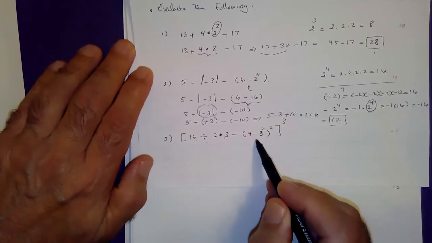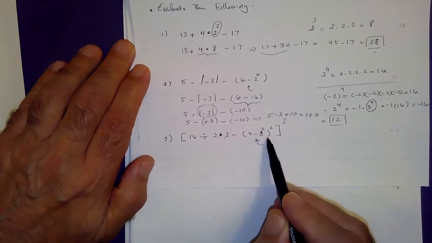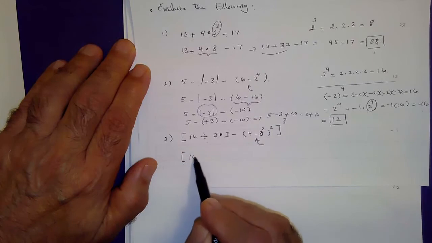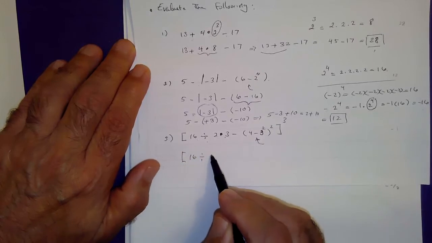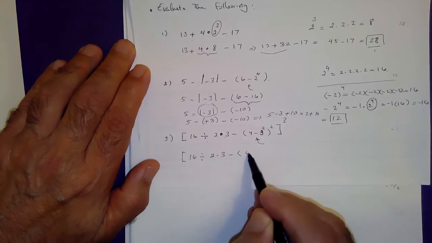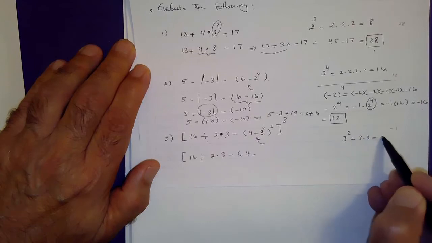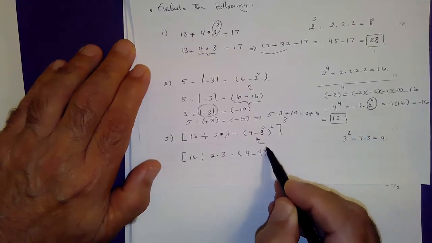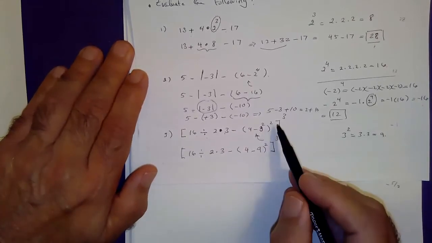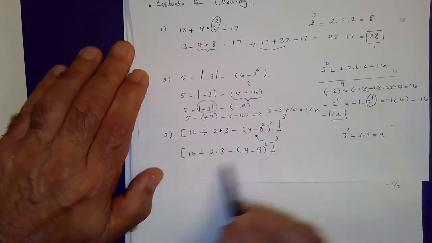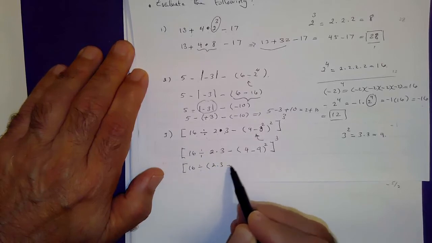First thing you do is the order of operations within the parentheses. So this would be 16 times divided by 2 times 3 minus 4. 3 to the power of 2 is 3 times 3, which is 9. Don't forget you've got a power of 2 there, and you've got a power of 3 outside of the brackets. So we still have to simplify what's inside the parentheses.